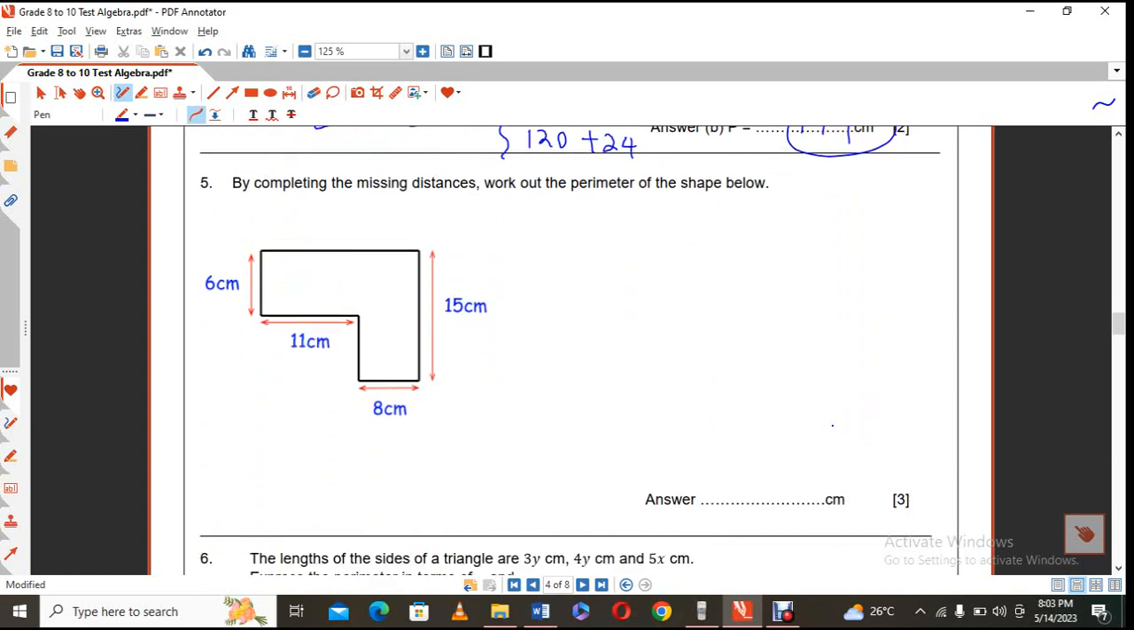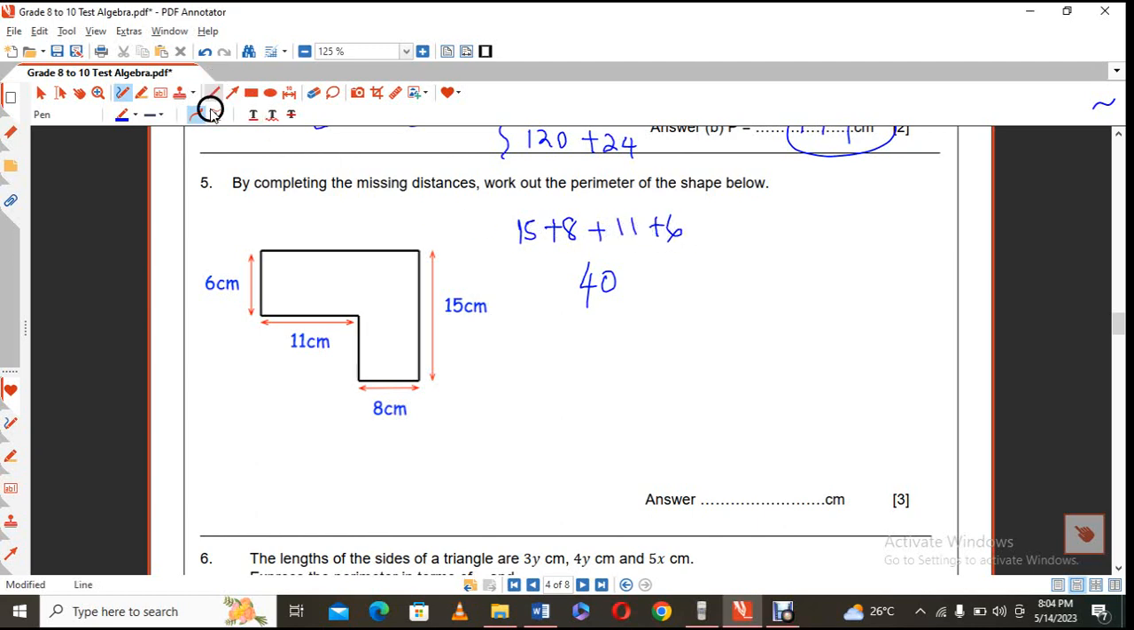All right, completing the missing distances. So let's first add what I have. I have 15 plus 8 plus 11 plus 6. If I add this, it's going to give me 40. 15 plus 8 is 23, 23 plus 11 is 34, and 34 plus 6 is 40.